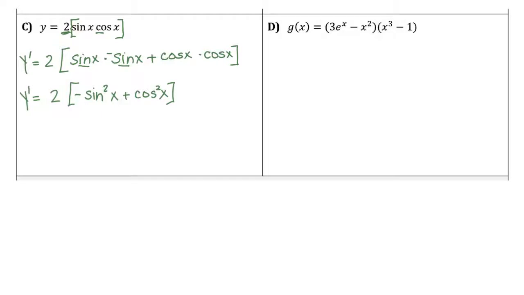Again, we're doing our product rule. G prime at x equals, we're going to have our first times the derivative of the second plus the second times derivative of the first. So that's going to be 3e to the x. Derivative of 3e to the x is 3e to the x minus 2x. And again, you're welcome to leave it just like this.